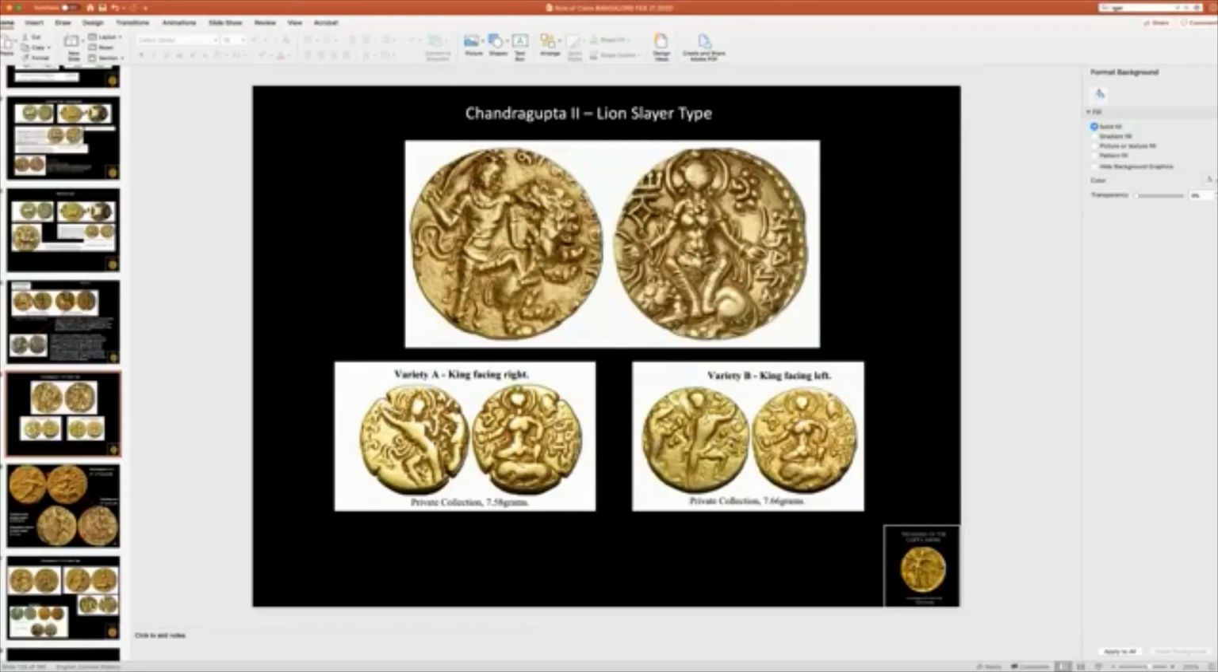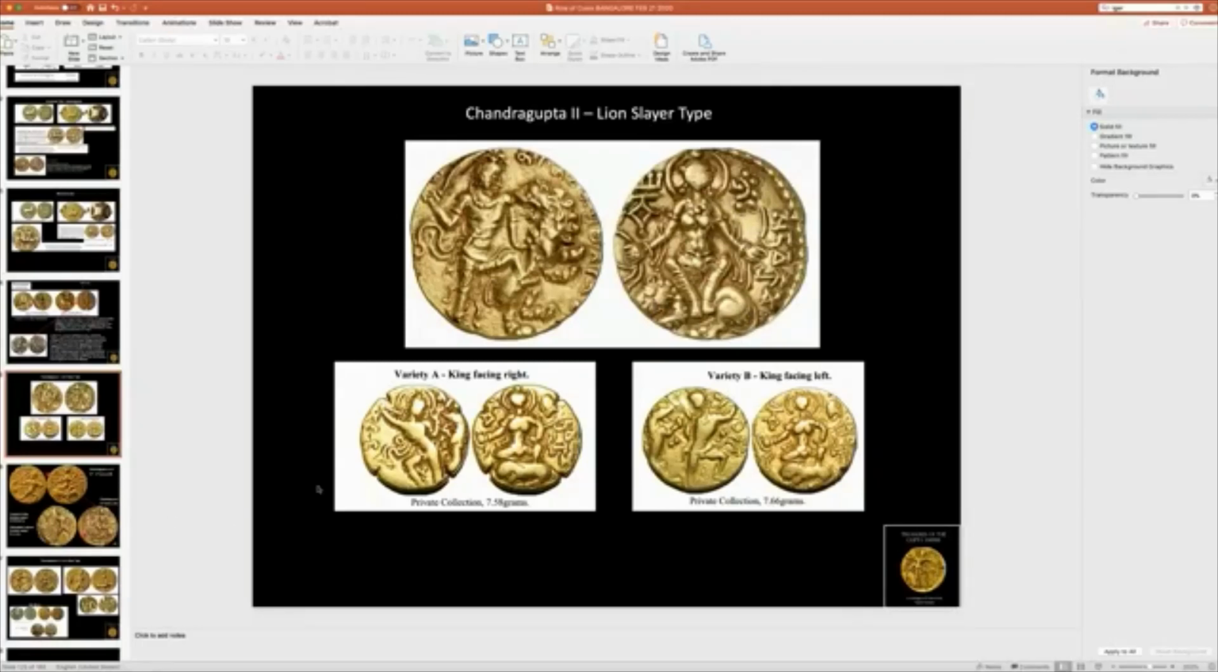So these are two coins, only two known pieces of the javelin type trying to kill a lion. So the lion slayer type. The other type is known as the swordsman type. The king is holding a sword in his hand. Again, the goddess is seated on a lion and she's holding a lotus in her hand, right?